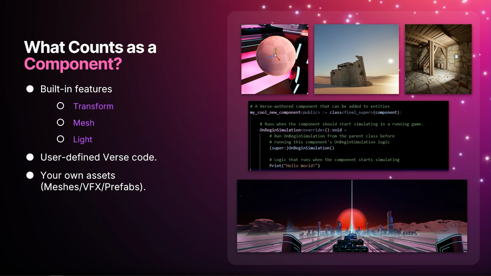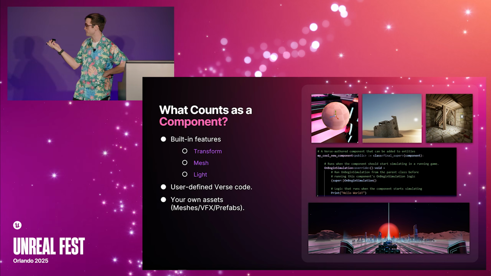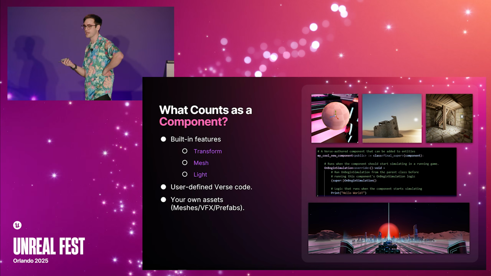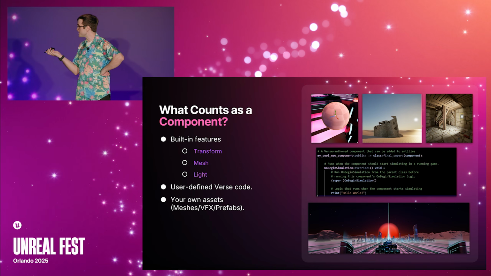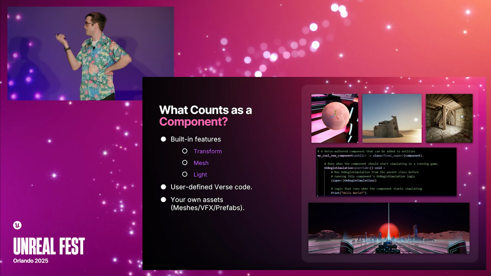And then kind of as I alluded to earlier, components can also be your own assets. So meshes you import, VFX you import into your level, even prefabs, right? If you save a prefab, you can expose it to Verse, and by extension, your Verse components through your assets.digest.verse file. Meaning you can instantiate these objects at runtime. You can swap out meshes, spawn VFX, do all these other sorts of things because you can spawn them as components and they become part of the entity.